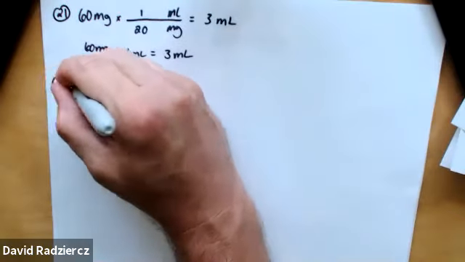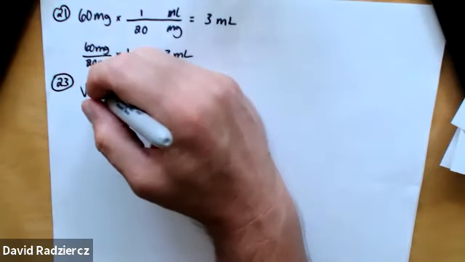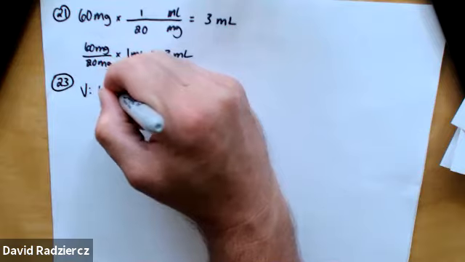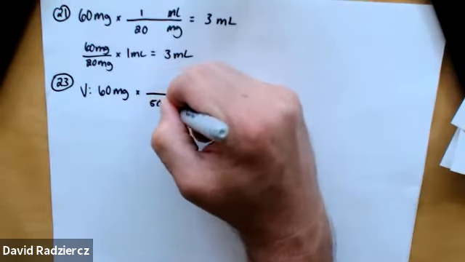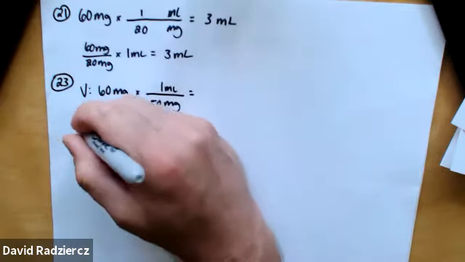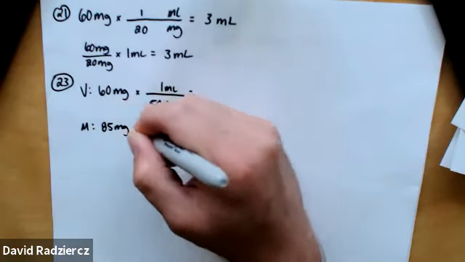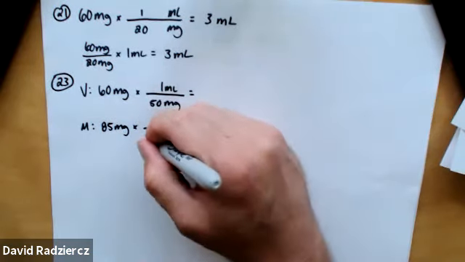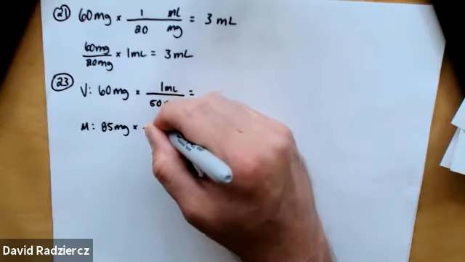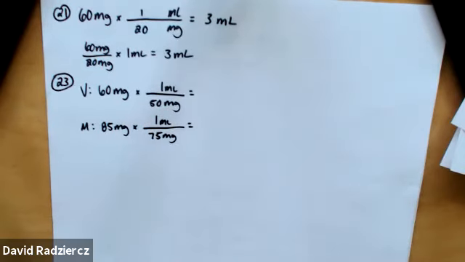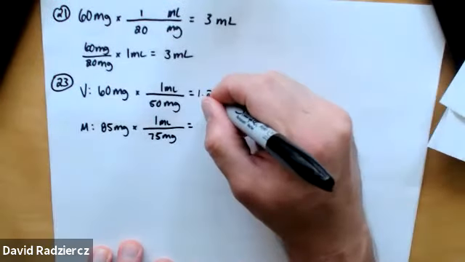So for 23, visceral ordered is 60 milligrams, and then available is 50 milligrams per milliliter. And then for the meperidine, ordered 85 milligrams, and then the available is 75 milligrams per milliliter. And 60 divided by 50, I believe, is 1.1. Check that. 1.2 milliliters.